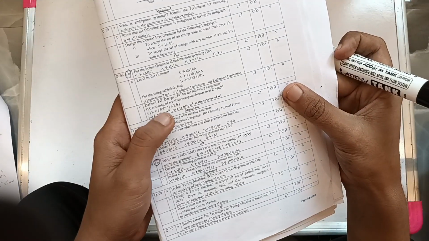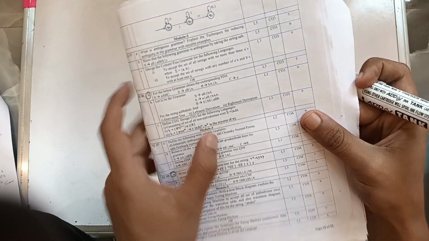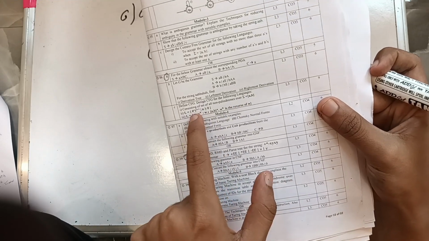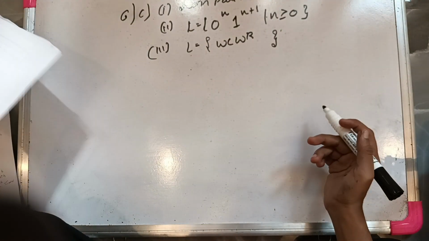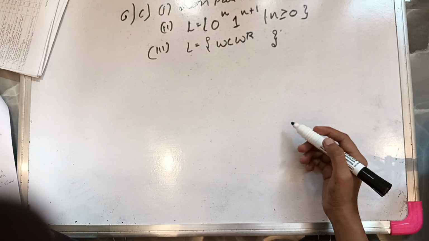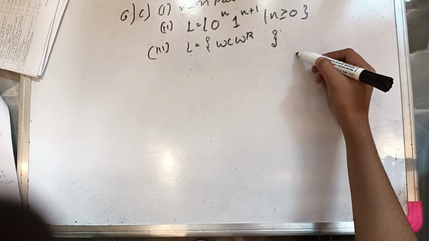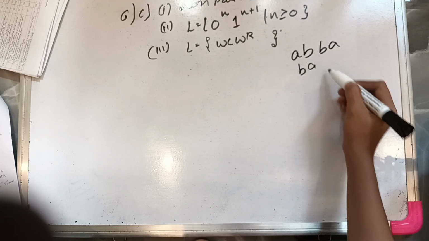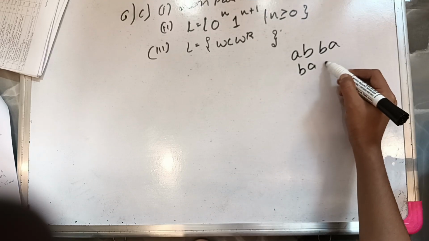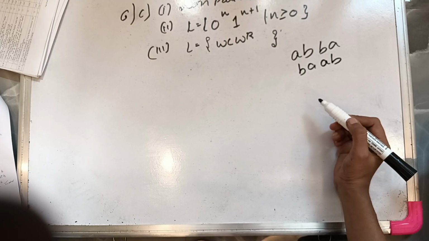Next is 6C. Define CFG and write the grammar for all non-palindromes, 0 power n 1 power n plus 1, and WC WR. Okay, first one is all non-palindromes over A and B. Okay, what do you mean by palindrome? Palindrome is nothing but if AB then it is BA, right? And if it is BA then the palindrome is the reverse of AB. Okay, non-palindrome.